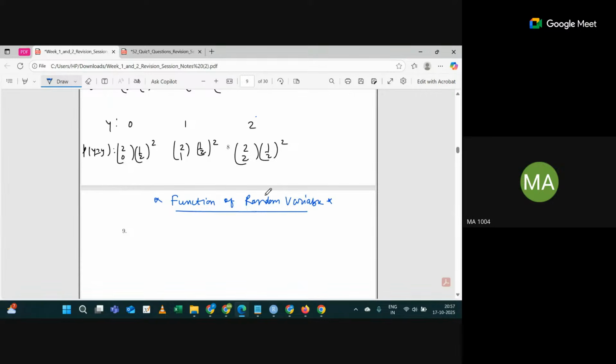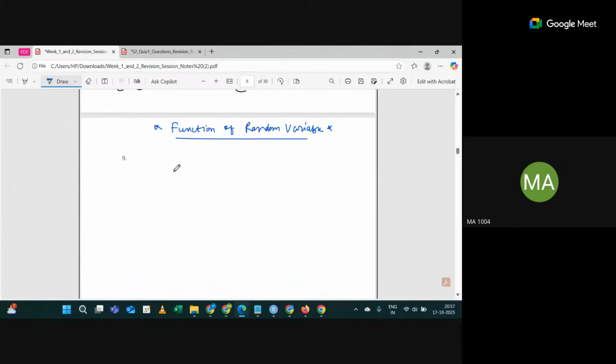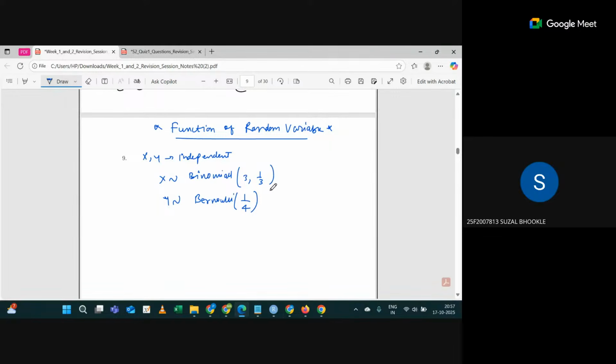Suppose x and y are independent, and x is from binomial 3 comma 1 by 3, and y is from Bernoulli 1 by 4. Now, can you say these two are IID? No, right? I'm dealing with just independent random variables.